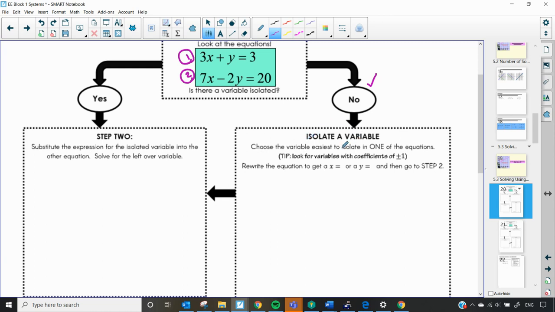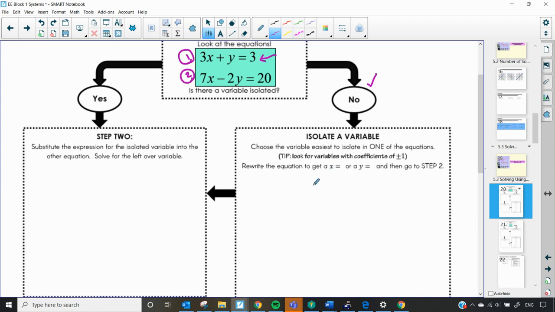The first step we have then is to isolate a variable. We're going to choose the variable that's easiest to isolate. So we look at our two equations here and we ask which one is easier to manipulate and solve for one variable. It doesn't matter whether we're solving for x or y, we just want to rearrange. A tip that you can use is to look for the variables with coefficients of plus or minus 1. In that case, that's going to be this one right here, 3x plus y equals 3.